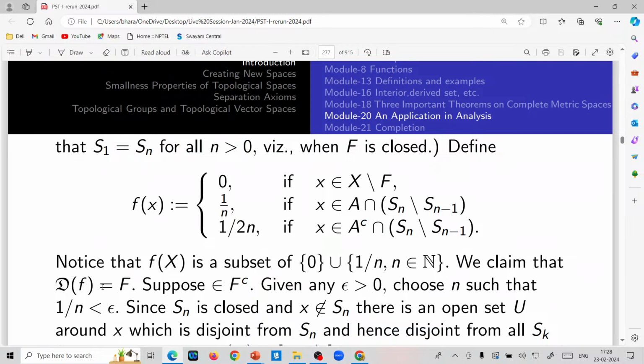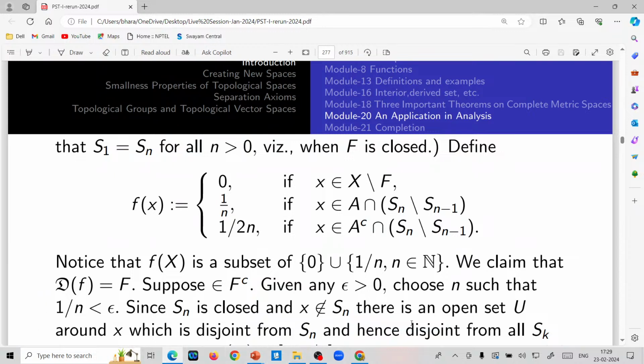We claim that the discontinuity set of f is precisely F. So let us start with, suppose x is in the complement of F. Then I want to show that the function is continuous at that point. So take any epsilon positive, choose n such that this 1 by n is less than epsilon.